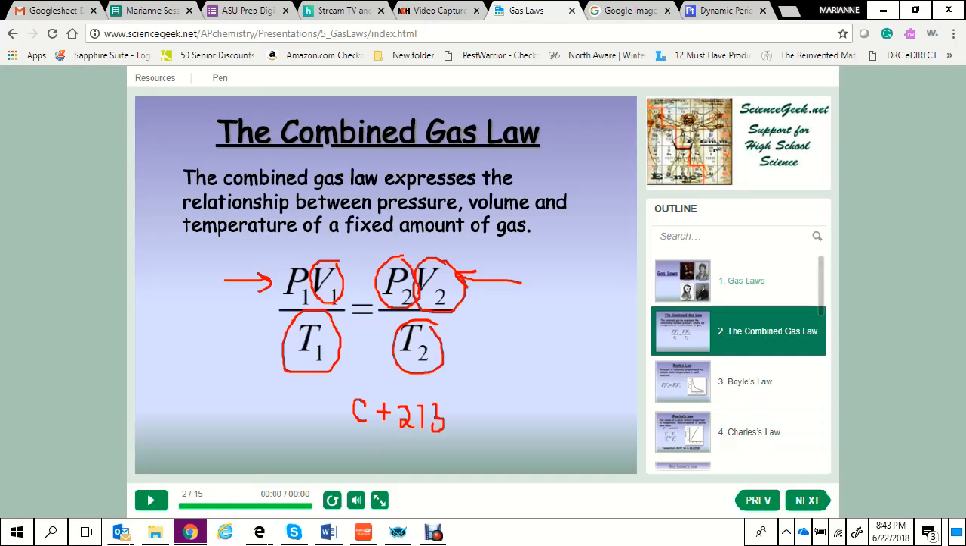So those are two things that you have to remember. Temperature is always in Kelvin, and P1 has to be the same units as P2, and V1 has to be the same units as V2. So let's go on to the next one.